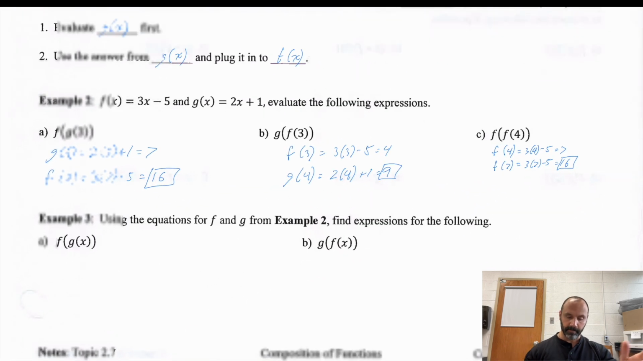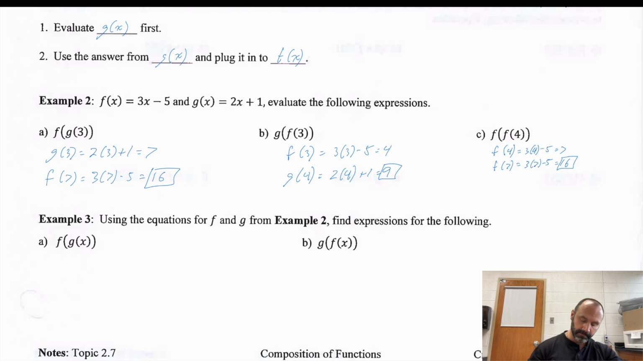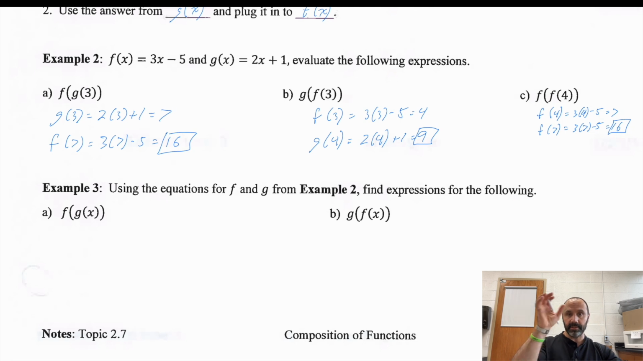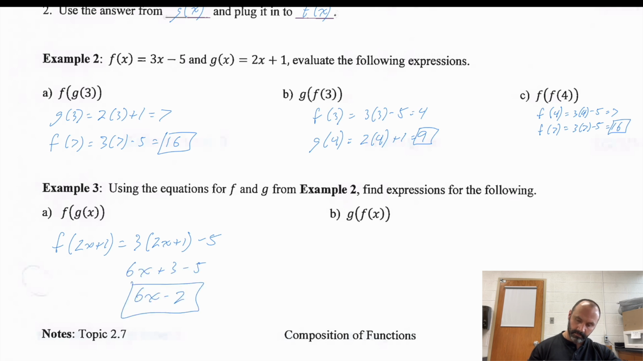Here's another example. Using the same equations for f and g, find expressions for the following. Now we plug in that whole function g as the input for f. So f of g of x, where g of x is 2x plus 1, is 3 times 2x plus 1, minus 5. Simplify. And then we do the other way: we plug the entire function f of x into g of x.